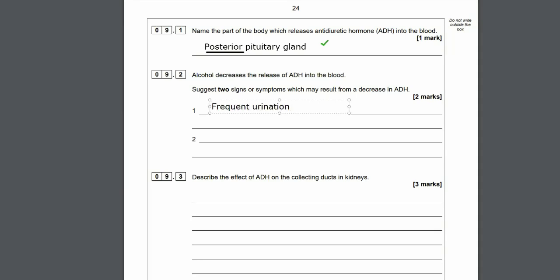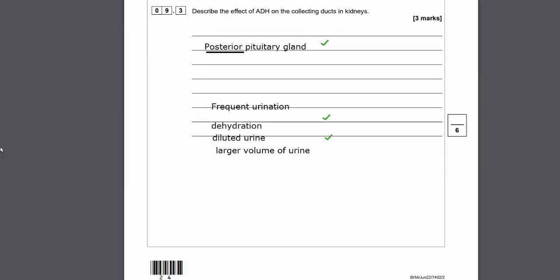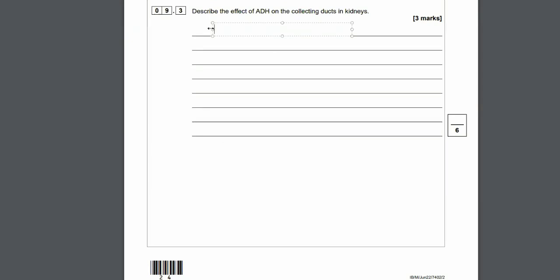Alcohol decreases the release of ADH into the blood. Suggest 2 signs or symptoms which may result from a decrease in ADH. Right. If you don't have ADH, you don't get the aquaporins in the membrane. Less water is reabsorbed by osmosis in the collecting duct. So you're going to wee out a much larger volume of urine. You're going to go to the toilet a lot more frequently, and you're going to be dehydrated. These are all symptoms. And your wee is going to be a lot lighter and more dilute.